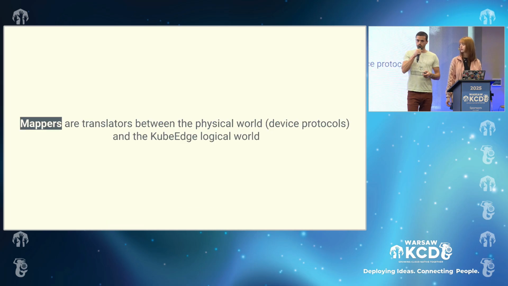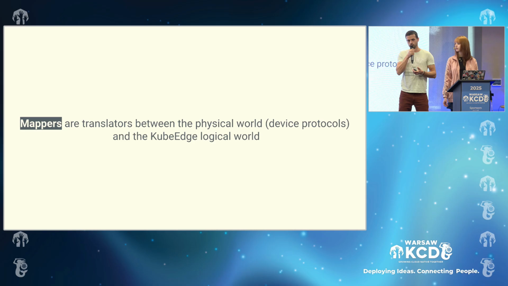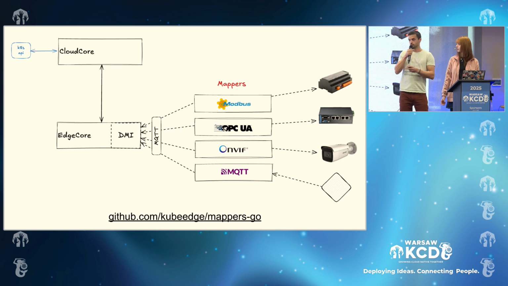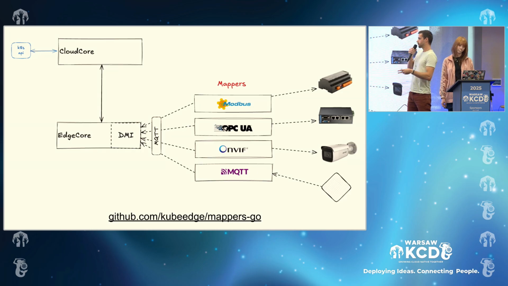And this is where the mappers come into play. So mappers are translators between the physical world of our devices and the KubeEdge logical world. So in the industry, we often refer to them as adapters, like HiveMQ Edge, for instance, that's what they call them. KubeEdge refers to them as mappers because they map a protocol to something that KubeEdge understands. And here we can see a visual representation of these. So on the right-hand side, we have the hardware devices that generate that data. And on the left-hand side, we have KubeEdge, where our edge core and stuff live. In the middle, we have these mappers, so one for each protocol.